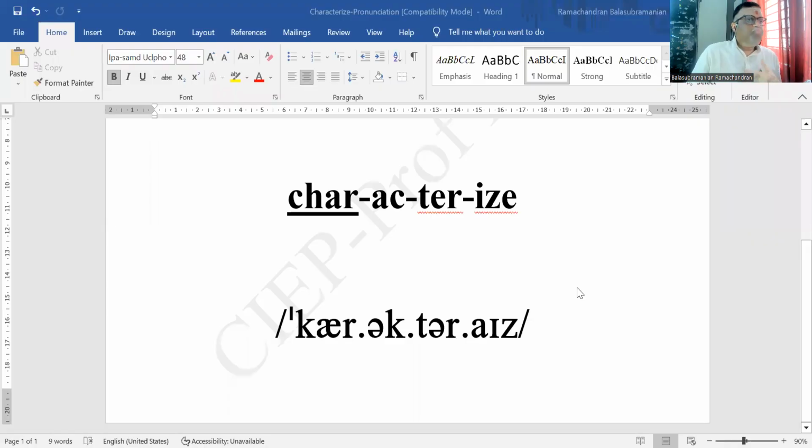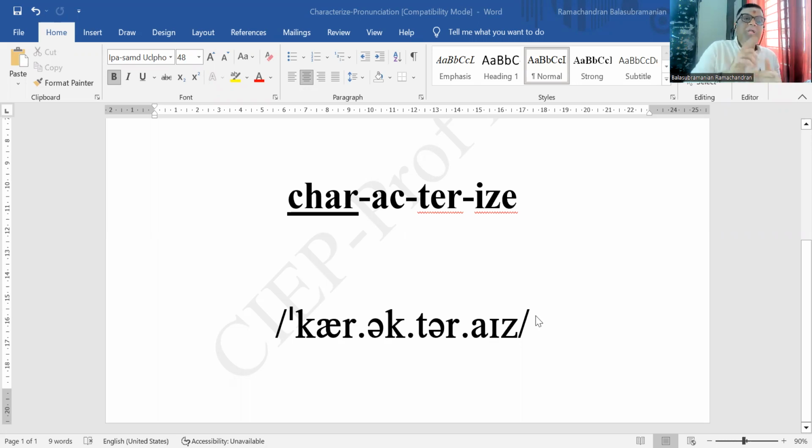So let us come back to the word. Let me share screen again with you. It's characterize. And as I told you, you've seen this again and again. The number of unstressed syllables can be up to three. Now you may ask which will be the next stress syllable after this.